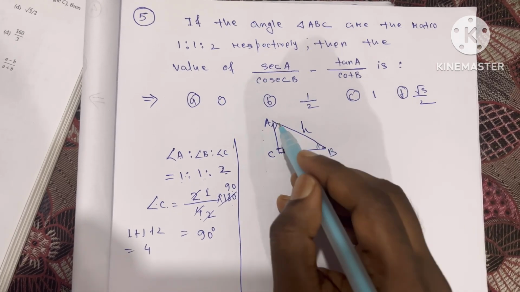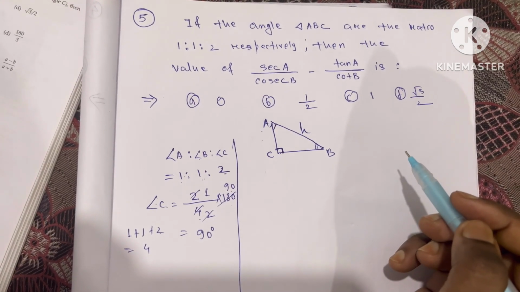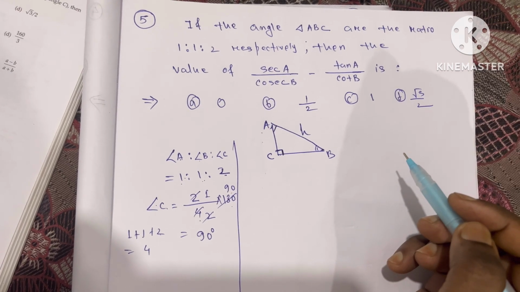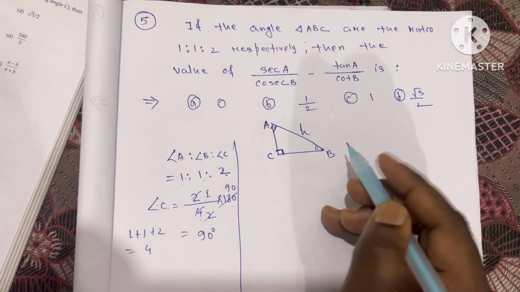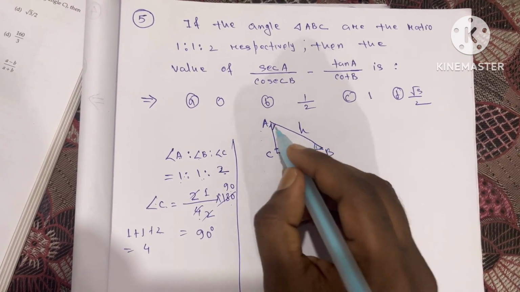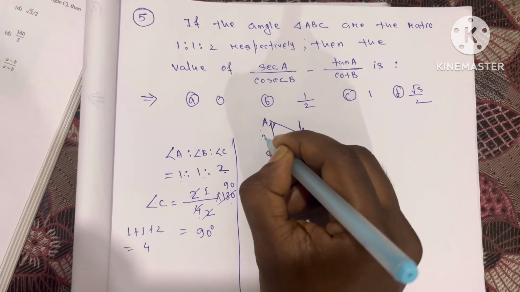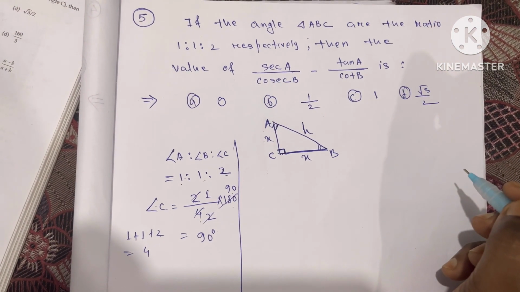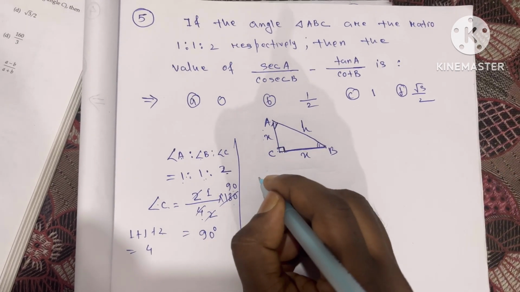As you know, opposite sides of equal angles are the same. Angles A and B are equal. So the opposite side of A is BC, which is equal to the opposite side of angle B, which is AC. That means if you consider this will be x, this will also be x. So same.